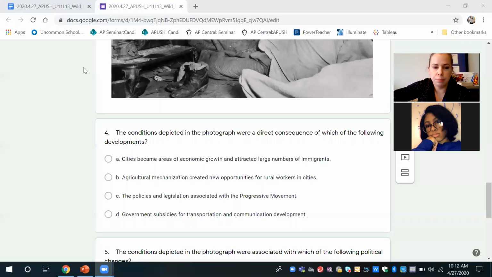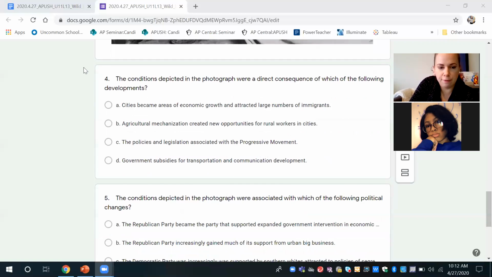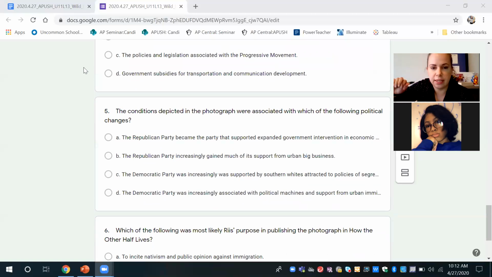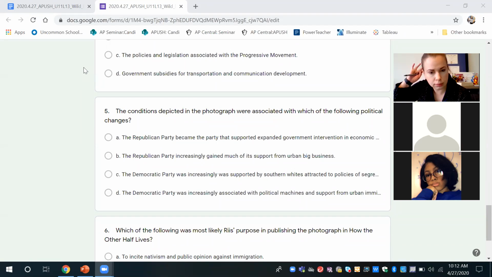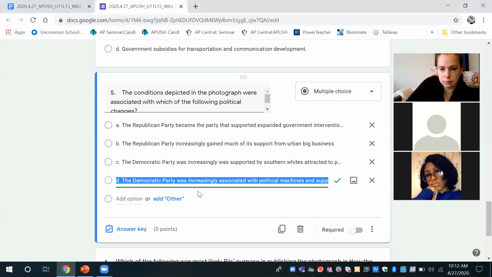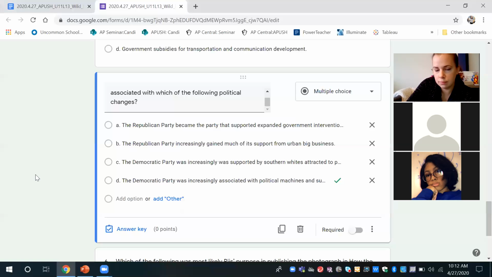Mm-hmm. Beautiful. And number 5, the conditions depicted in the photograph were associated with which of the following political changes? Erica. D. Beautiful. And why is that? Because during this time, the Democrats wanted big industries and stuff like that, so they supported immigrants coming to work.